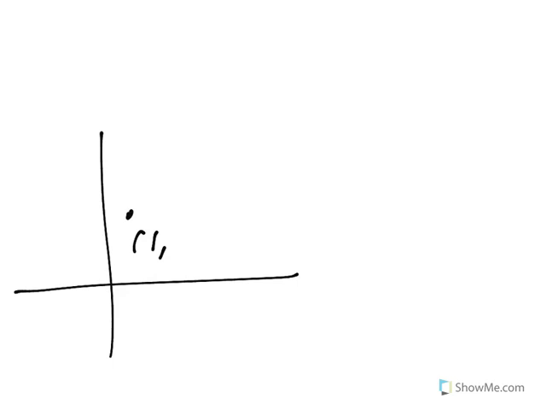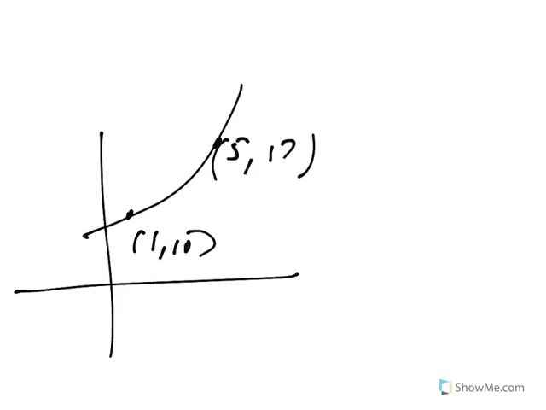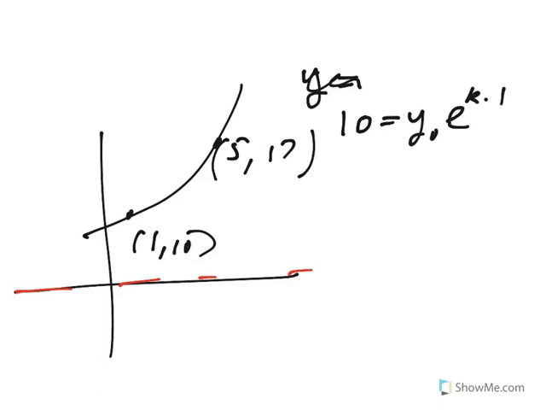Okay, the final question for this is, what if instead of 0, 10 and 5, 17, it's 1, 10 and 5, 17? And they have to tell you the asymptote. I'll tell you that it's at 0. So what we do, we have 10 is equal to y0 times e to the k times 1 plus 0. I'll put a plus 0 there.